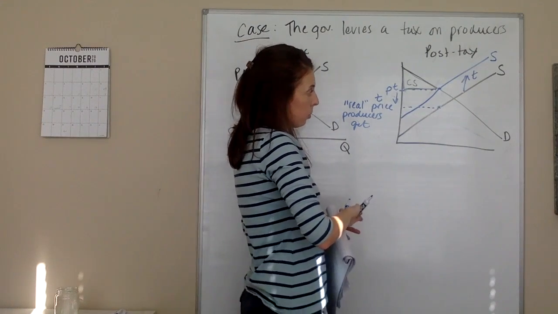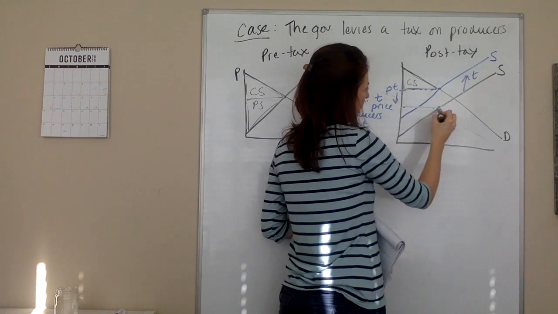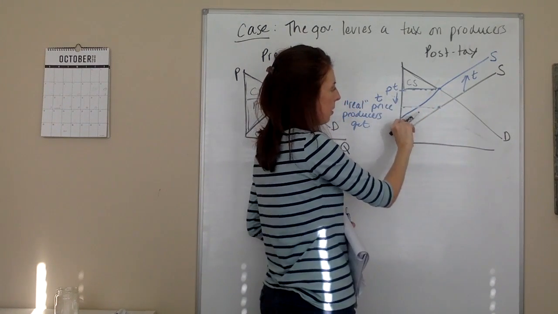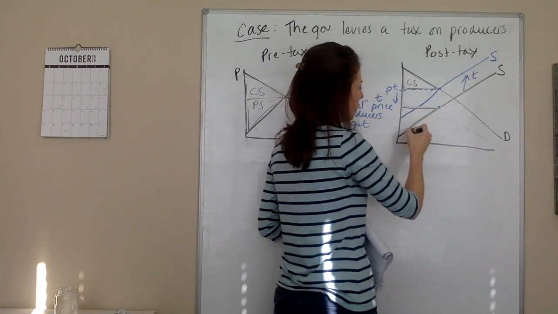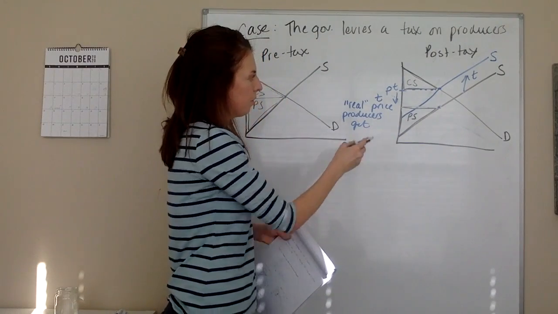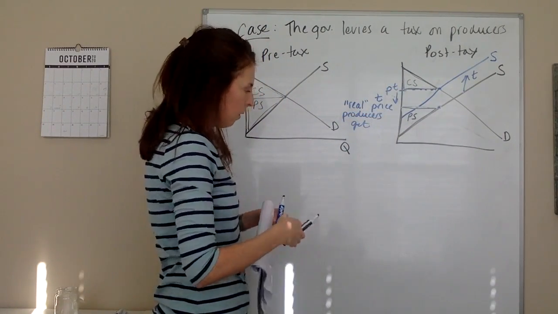Okay, so for producers now, they're really getting this price. And producer surplus is the area underneath the price that they're really getting above the supply. And so this is going to be producer surplus. So far we have these two little chomping triangles that are accounted for.